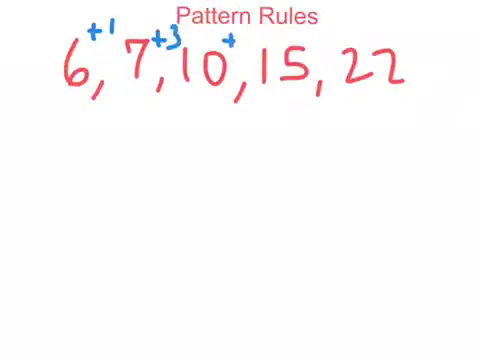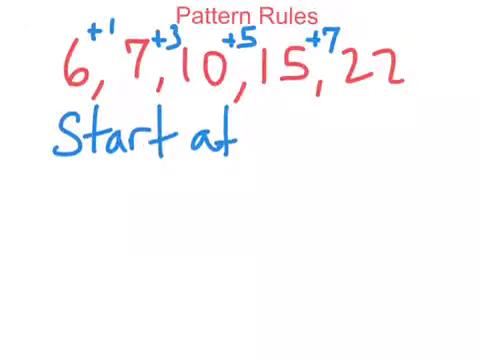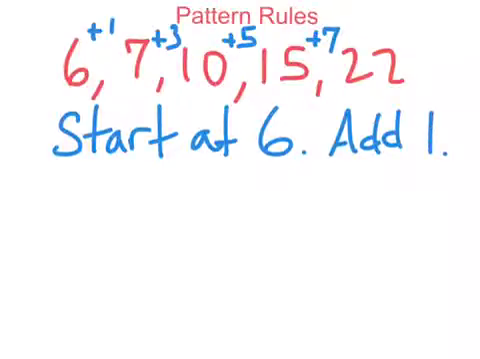6, 7, 10, 15, 22. All right, let's find out what we do between each one. To go from 6 to 7, we add 1. From 7 to 10, we add 3. From 10 to 15, we add 5. And from 15 to 22, we add 7. Interesting. So this is how we'd write the pattern rule. Start at 6. We have to say where we start. And then what did we do? Well, then we add 1, because that's what we did right here.